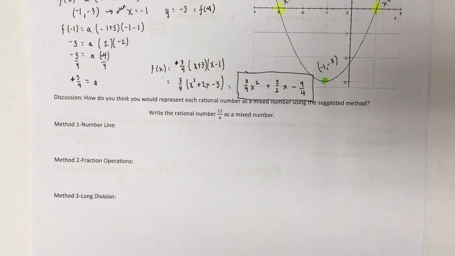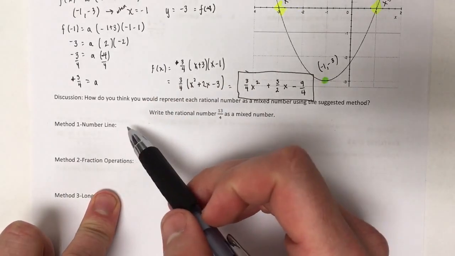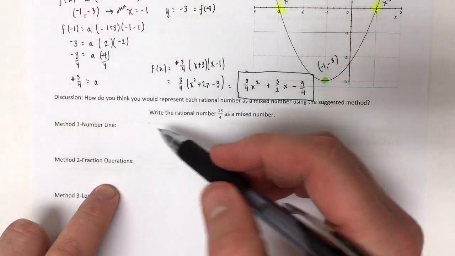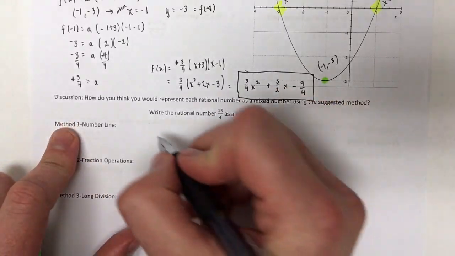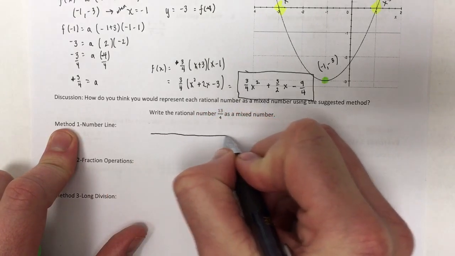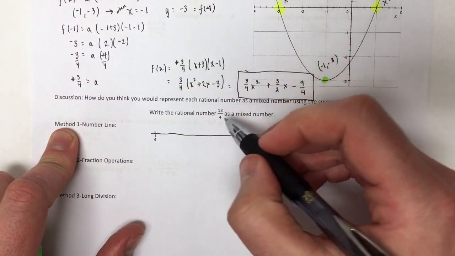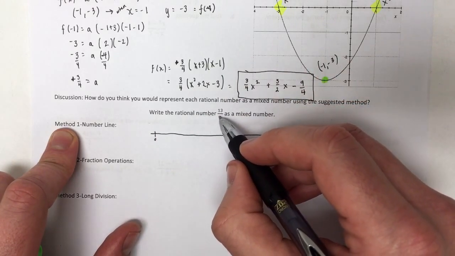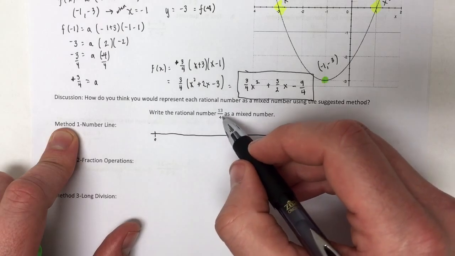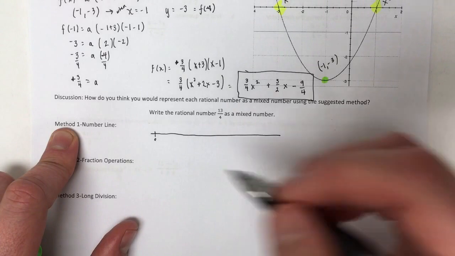Discussion. How do you think you would represent each rational number as a mixed number using the suggested methods? So if I go too fast during this, I suggest you pause, rewind as much as you need, but for sake of time, I'm going to go pretty quickly throughout all of these. And so what I look at is essentially, I have a number line. I start at 0. And that number line is built up from 1, that the denominator is 4, so I'm breaking everything into fourths. And 2, I have to get all the way out to 13.